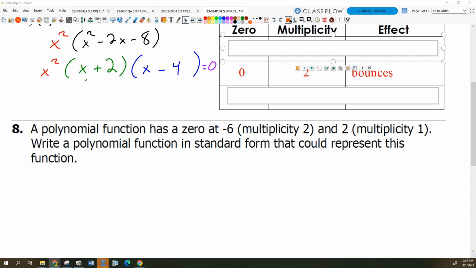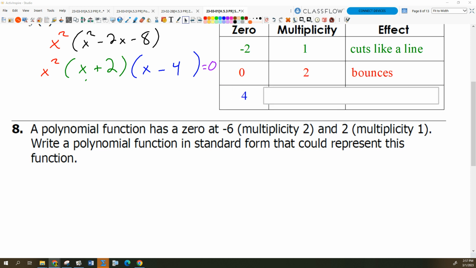-2. Okay, so we get a 0 at -2. That's our green one. What's the multiplicity? 1. So it's going to cut like a line. Good. And the last one? Multiplicity 1. So it cuts like a line also, right? Okay, so now let's get a sketch of this thing.